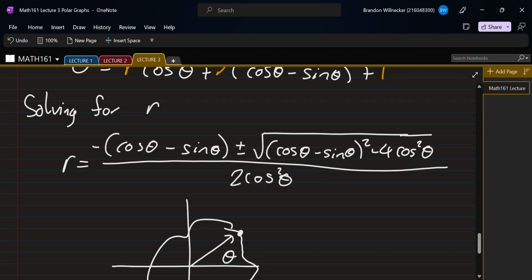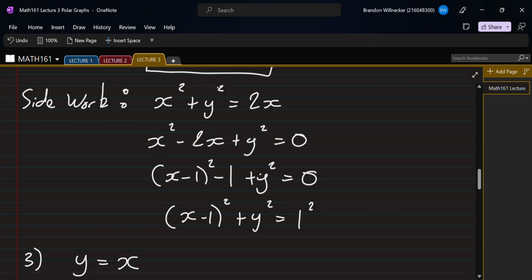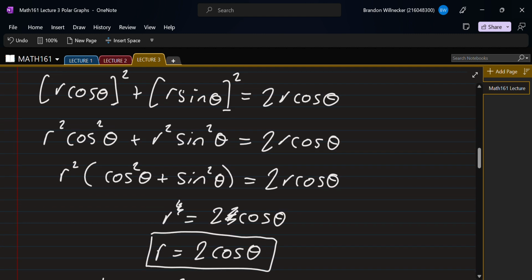So once you've done your substitution, like here for example 4, once you substitute, it's just up to you to solve for r depending on what you're given. So you might have something like this, where it's r squared and r and so on, then you use the quadratic formula, because we're just solving for r. If it's something else like this, this was quite simple, we just get r equals 2 cos theta. So sometimes it's easy to solve for r, other times you have to use completing the square or quadratic formula. It's whatever algebra you need to do.